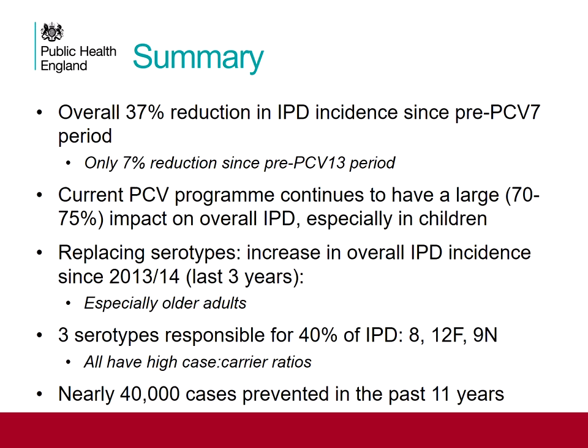The current PCV program continues to have a massive impact in children, and children are greatly protected directly and indirectly. The replacing serotypes were not expected. They're causing huge increases over the last 3 years that we don't understand, and it's almost all in the older adults. Currently, 3 serotypes are responsible for invasive disease in the UK, which is 8, 12F, and 9. And these all have high case carrier ratios, cause respiratory infections, and are less likely to kill you. And we have prevented a lot of cases in the last 11 years.